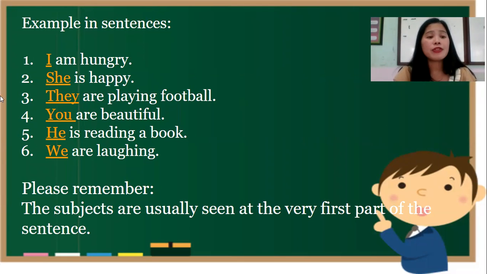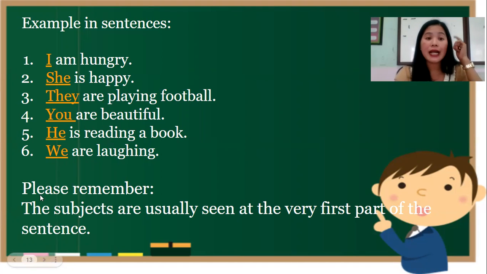Okay. Number three, they are playing football. Again, they are playing football. Number four, you are beautiful. You are beautiful. Number five, he is reading a book. He is reading a book. Number six, we are laughing. We are laughing. Okay, so these are the examples of subject pronoun.